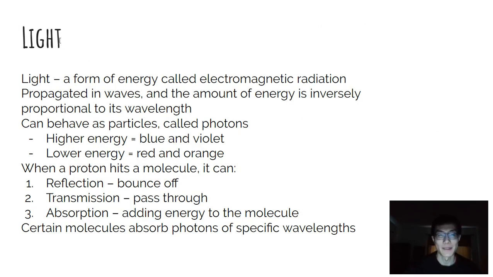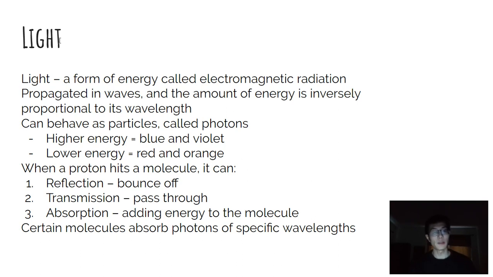Light is very fascinating because it is a form of energy called electromagnetic radiation. It's propagated in waves, and the amount of energy is inversely proportional to its wavelength. It can behave as particles called photons, and if you have higher energy, it's going to have shorter wavelengths, and it's going to be blue or violet. If you have lower energy, you're going to have greater wavelengths, and it's going to be red or orange.